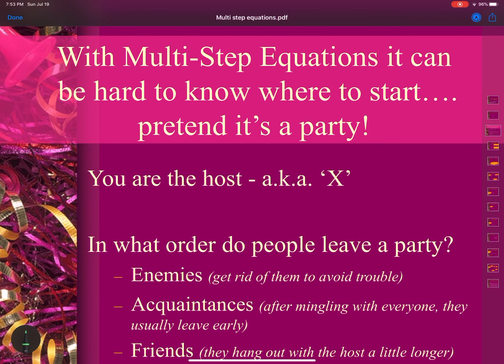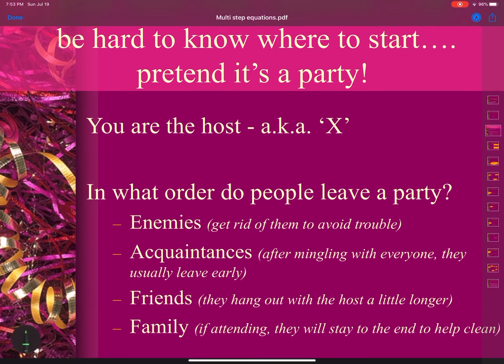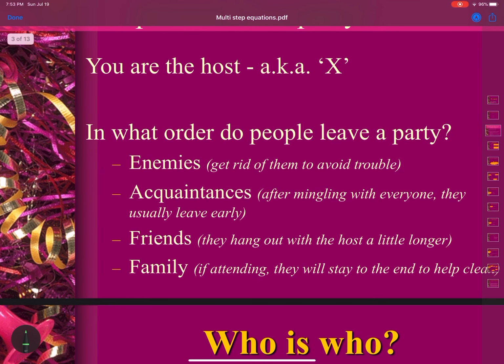With multi-step equations, it can be hard to know where to start. Pretend it's a party. You are the host. You are the variable. And in what order do people leave your party if you're the host of a party? Well, enemies leave first, then acquaintances usually leave, then friends leave, and then if you have family there, they usually stay till the end and help you clean up.